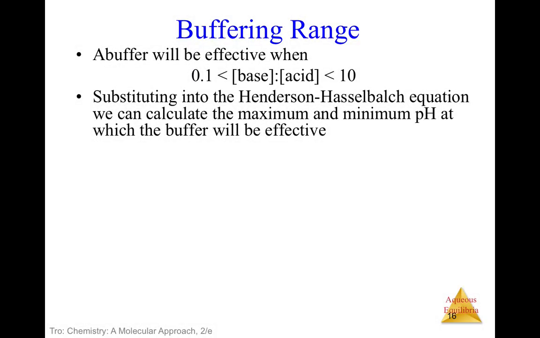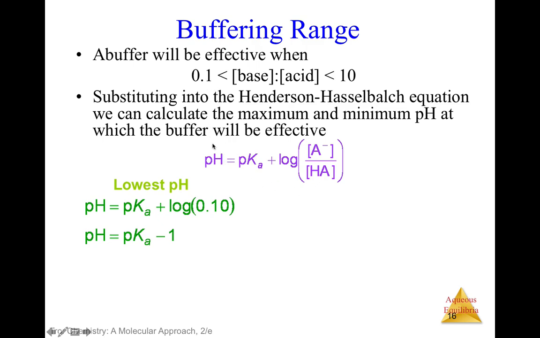Okay, buffering range. A buffer will be effective when, as we talked about last time, the ratio of base to acid is between 0.1 and 10. So we can substitute this ratio into our HH equation to get the minimum and max pH a buffer can be effective. Again, remember, this is our HH equation: pH equals pKa plus log of the weak base over conjugate acid.